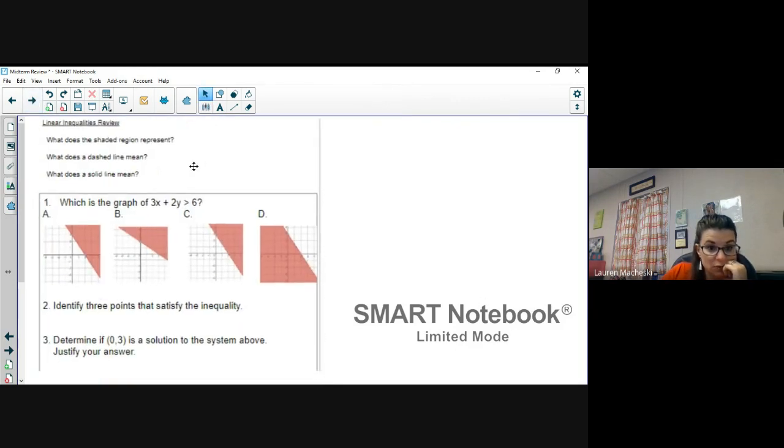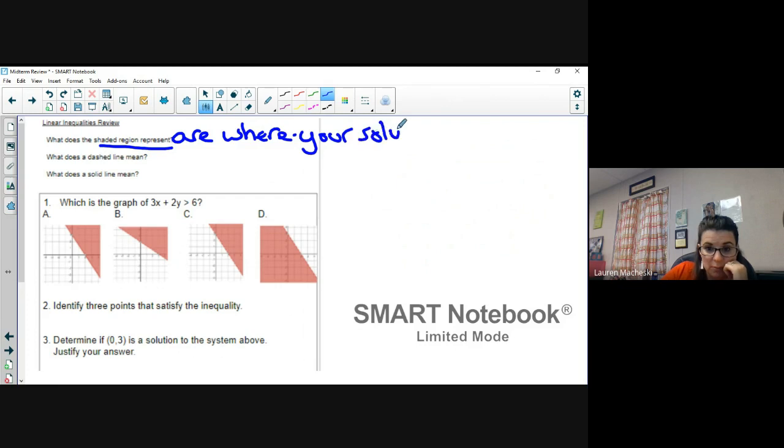All right, let's review some inequalities quickly. What does the shaded region represent? That represents the area where your solutions are, where your solutions lie. Remember, solutions are answers. What does a dashed line mean? It means points on the line are not included.